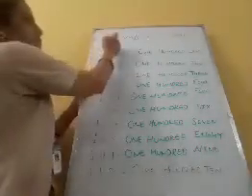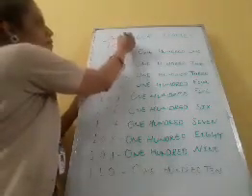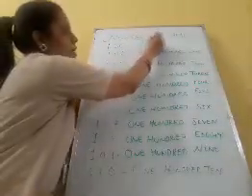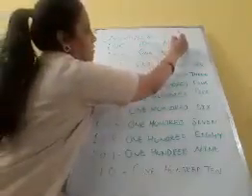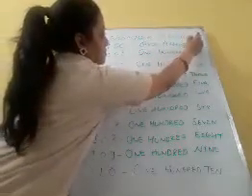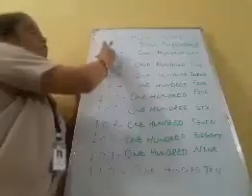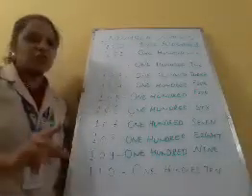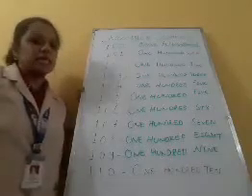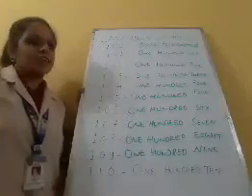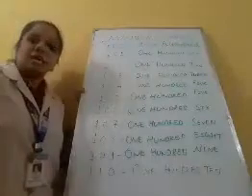100. The spelling of 100 is H-U-N-D-R-E-D. I am writing in cursive handwriting. This spelling is very important in three digit numbers. When you write the number names, this spelling is very important.